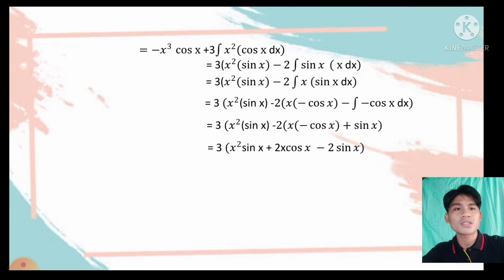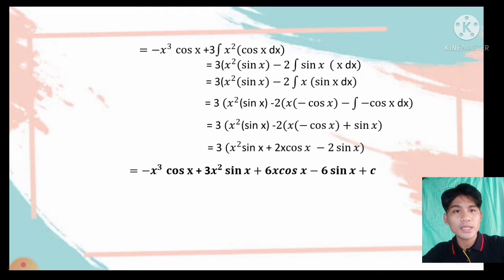Just distribute the 3, so we came up with negative x cubed cosine x plus 3x squared sine x plus 6x cosine x minus 6 sine x plus c, which is very similar to our tabular integration a while ago.